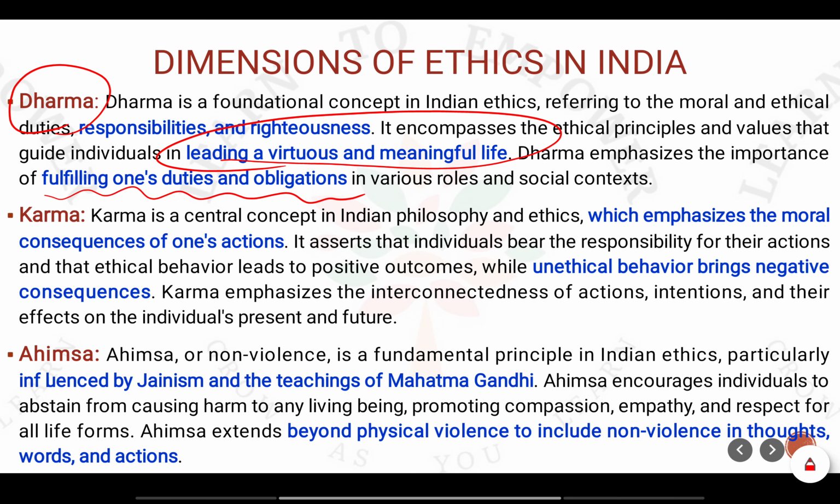For example, you are a child, you have certain duties. When you are a father, you have certain duties towards your child, right or not? There are certain duties that were established, and we study them in the category of what? Dharma. Now, next is karma.